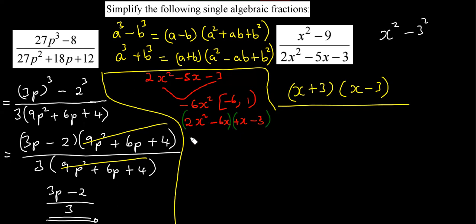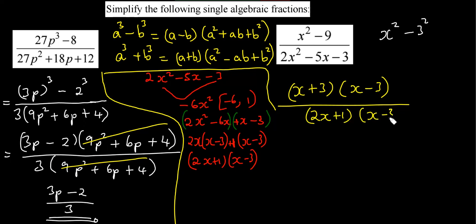In the first part, you're going to factor out 2x in the bracket, and you're left with x minus 3. Then here, you factor out plus 1, and you're left with x minus 3. So the factors are 2x plus 1, x minus 3. Now we can come back and put our solution here: 2x plus 1, x minus 3. What is common is x minus 3, so we cancel it out. Our final answer will be x plus 3 over 2x plus 1.